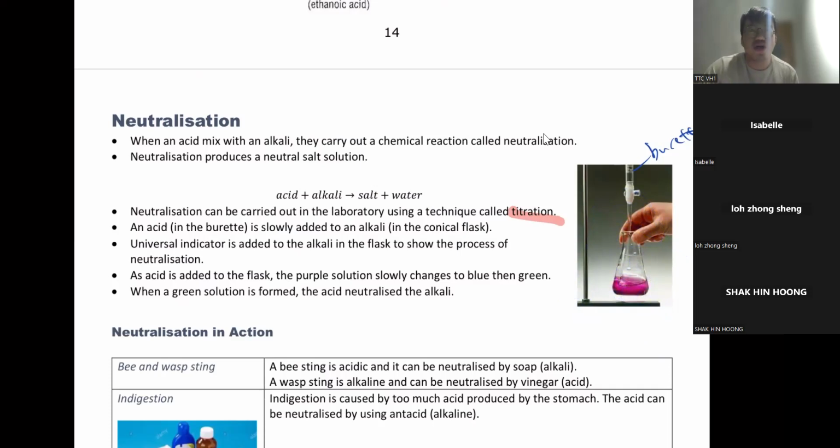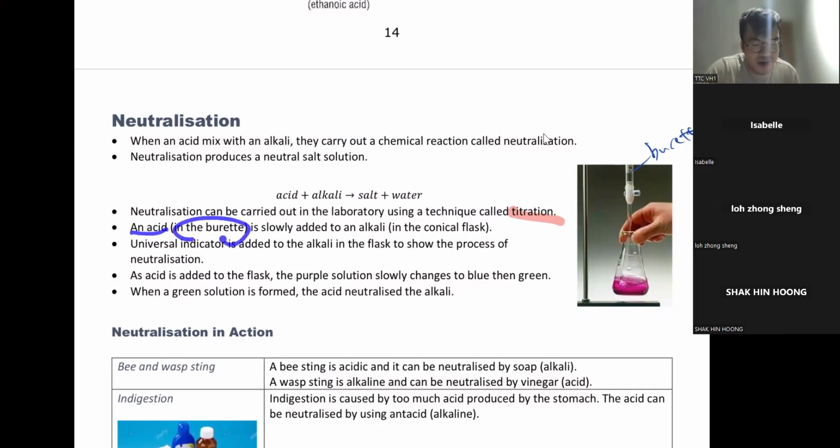Okay, put it this way. You do titration to observe neutralization. Am I making sense? Titration is the technique. Neutralization is what's happening inside, right?